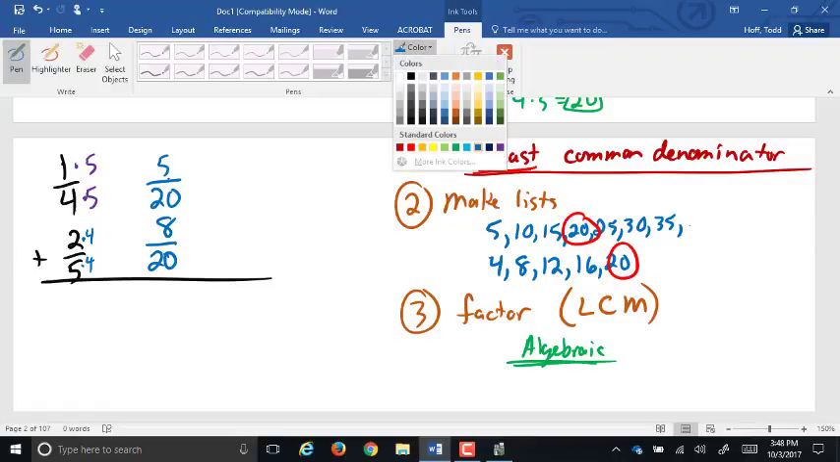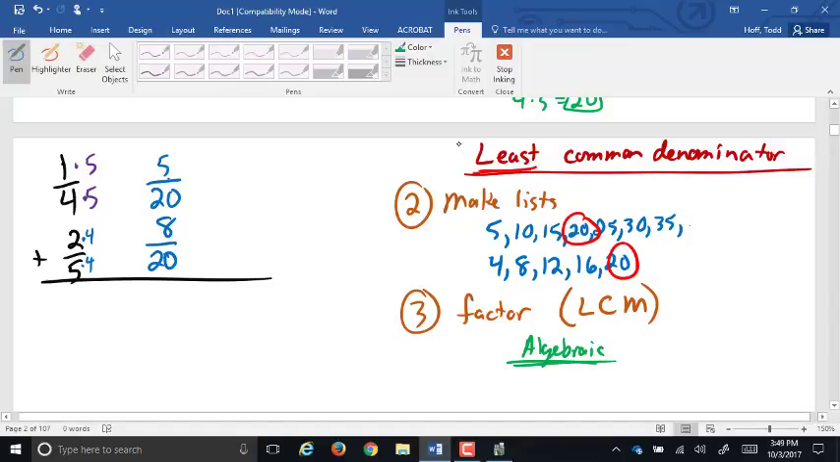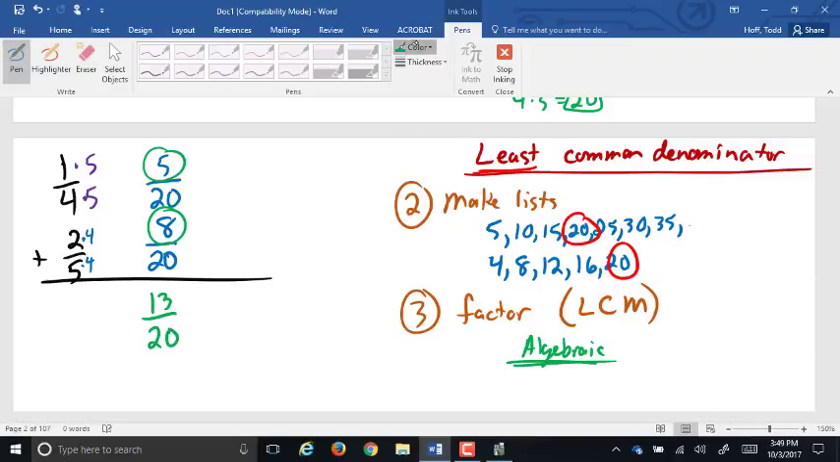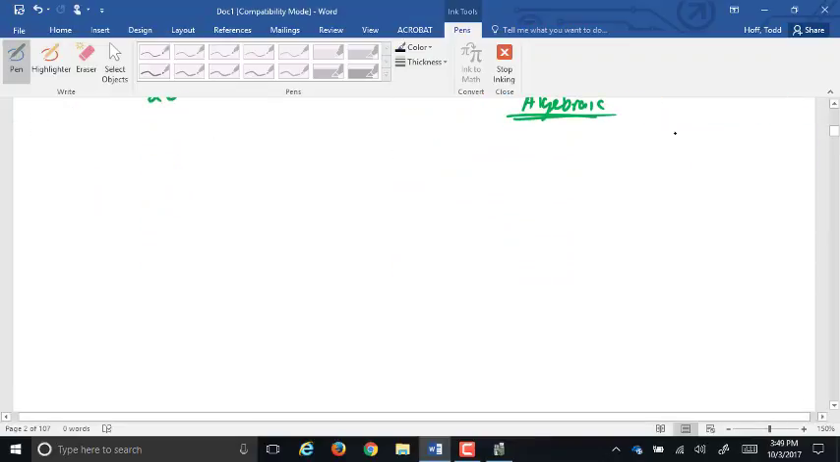Now that we have common denominators, we go that process again. Combine the counts. 5 plus 8 makes 13, and we keep the same name, 20ths. So as you can see here, the real difficulty comes in just finding the common denominator and getting it converted. So let's try.